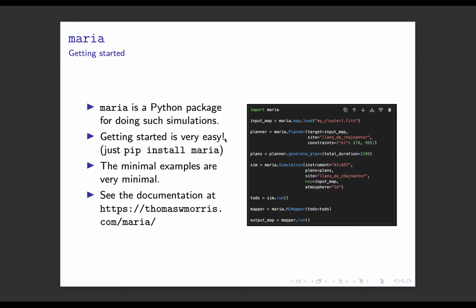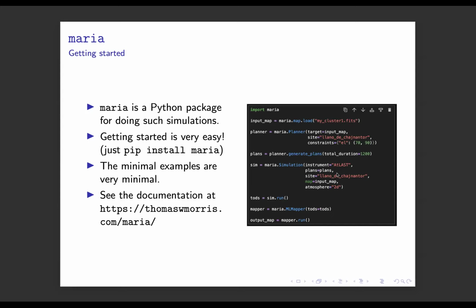So here, what's going on is you import the package and your input map. It just loads it from a FITS file that you have. The planner will say, I'd like to look at this map from this location, and I'd like it to be at least so far above the horizon. You can also specify I want it to be at this azimuth range or this range of hours during the day. And it'll figure out exactly when it can observe that, and it'll put that into a plan.